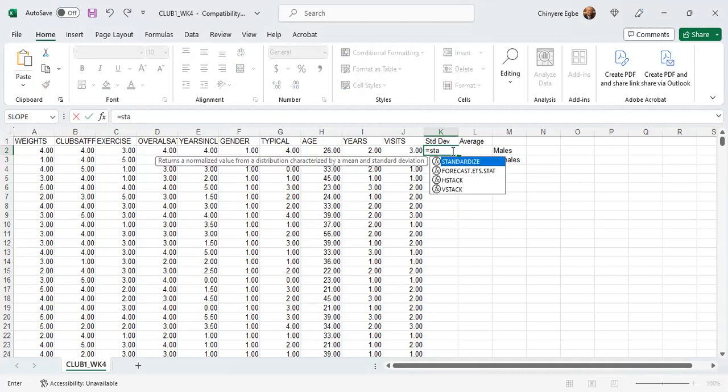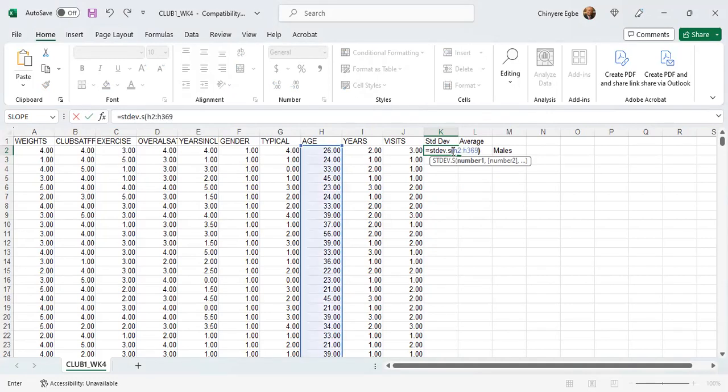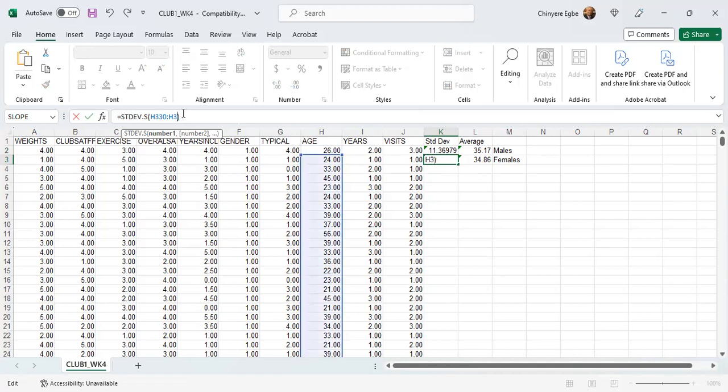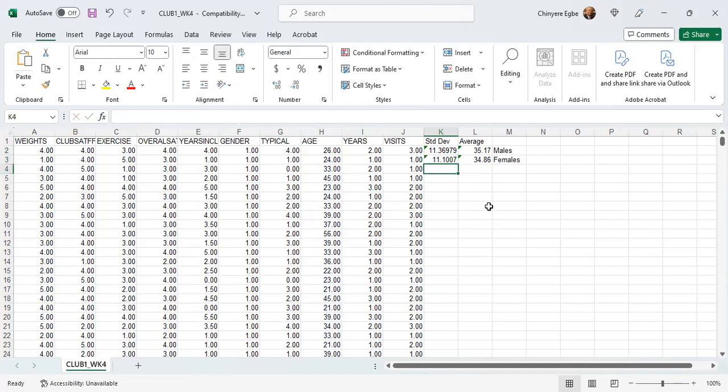Equals STD-EV. Yes. Okay. H369, okay. And so we get 11 point... And then this is H370 to 1215. Okay. All right. So now we have a standard deviation.